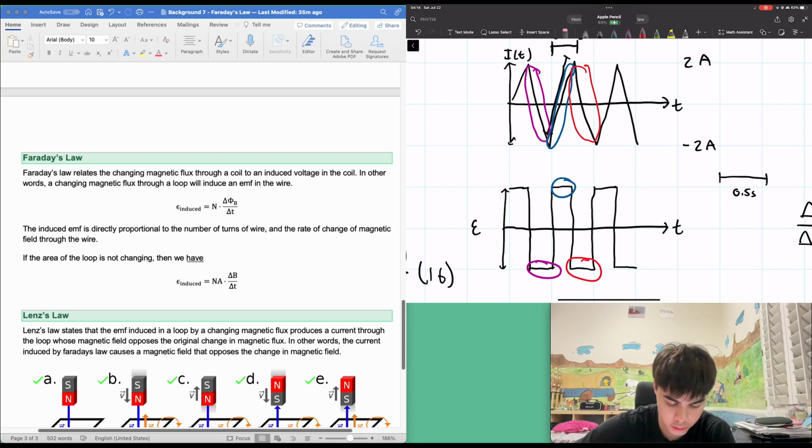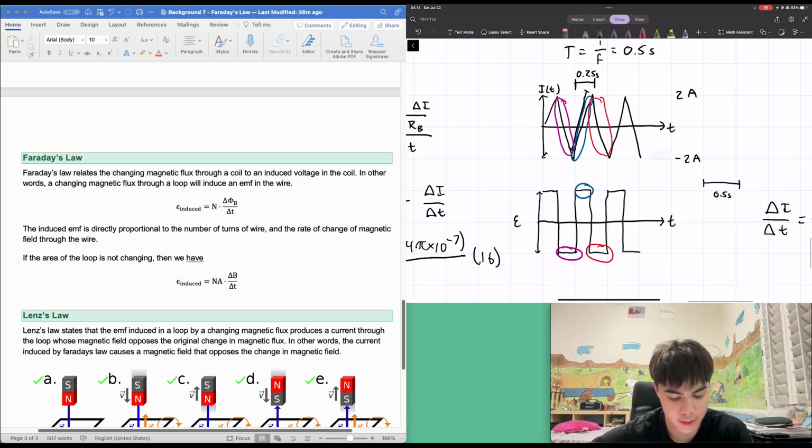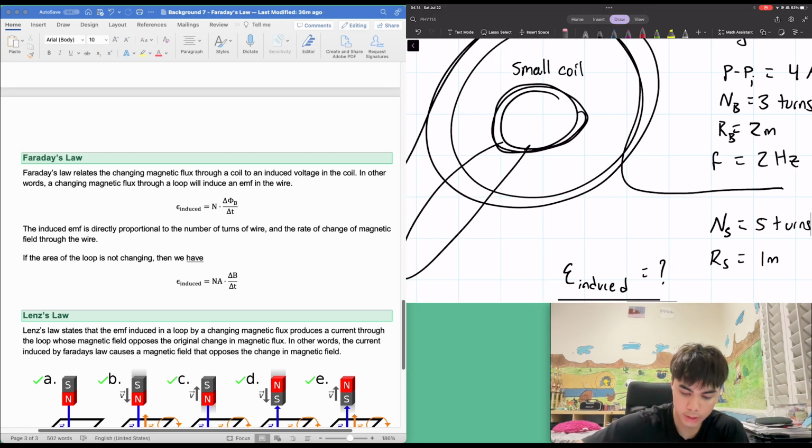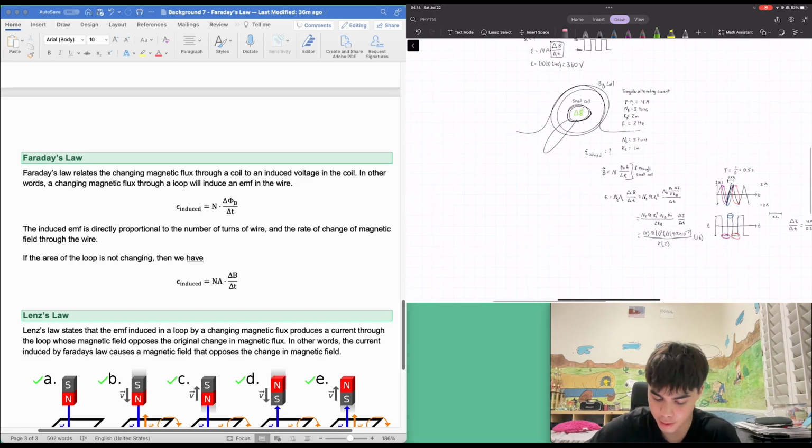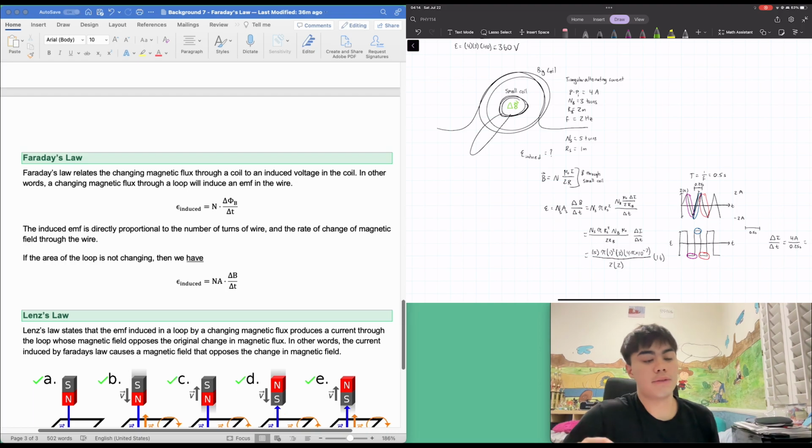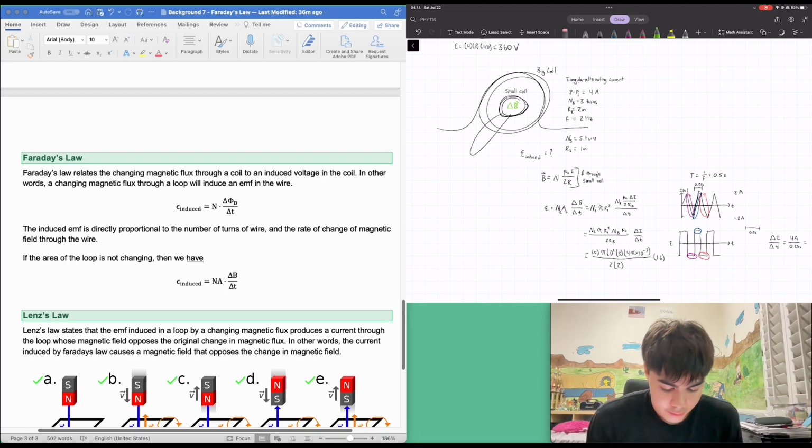This is very important to understand. It is a changing magnetic field through the small coil that induces a current. It is not the magnetic field. It is the change in magnetic field that induces a current, that induces an EMF within the coil. If the magnetic field is constant, then no EMF is induced.